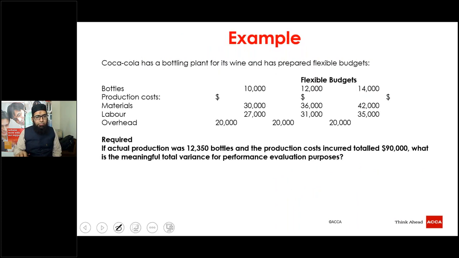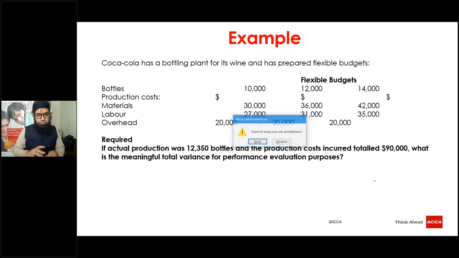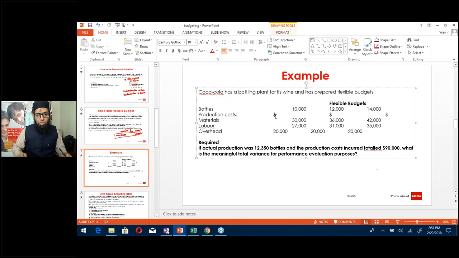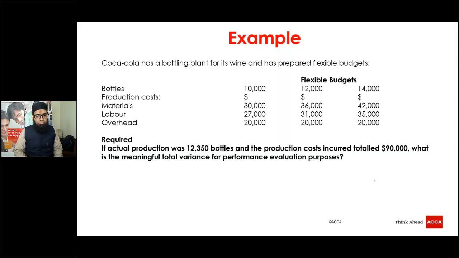So let's see the example. In fact, let me correct the example a bit. There's some issue with the formatting. Let me correct that. So this is it. Please read the example and I will be discussing it.